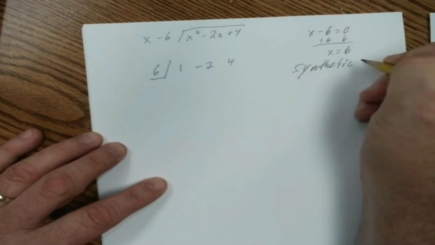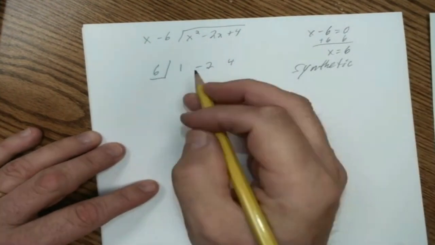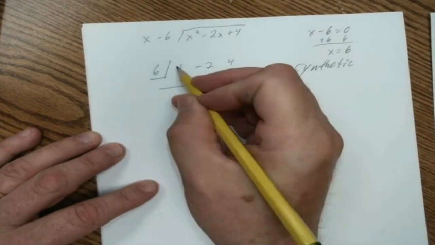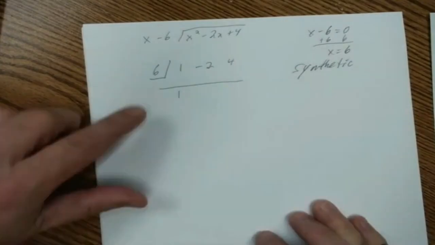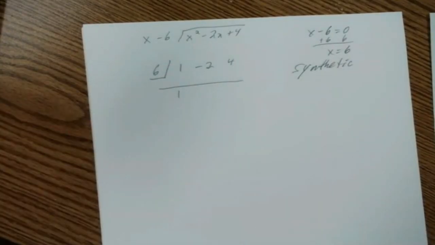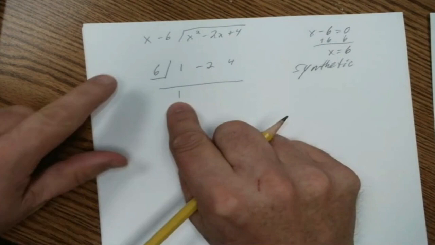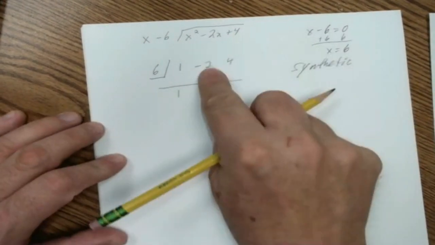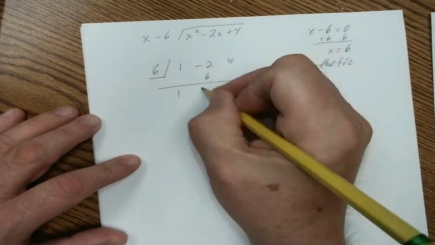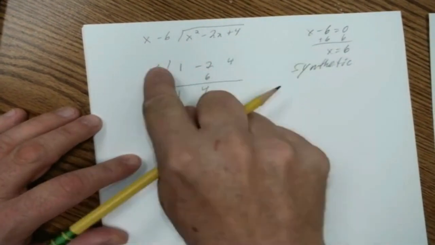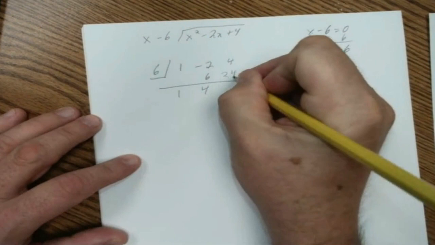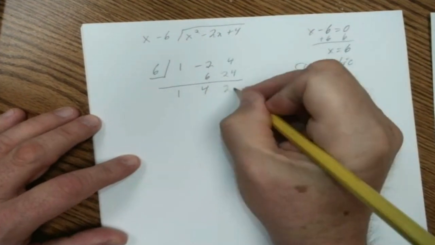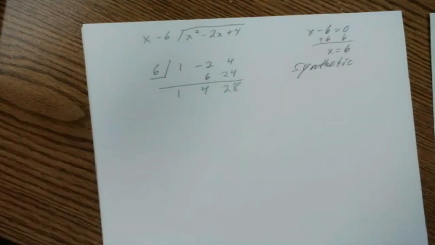We'll do another example or two here. So the way I do synthetic division is first I bring this first one straight down. The first coefficient just comes straight down. Now I multiply these. 6 times 1 is 6. And then I add these. Negative 2 plus 6 is 4. Then I multiply these. 6 times 4 is 24. Then I add these, 28. That gives us our answer.